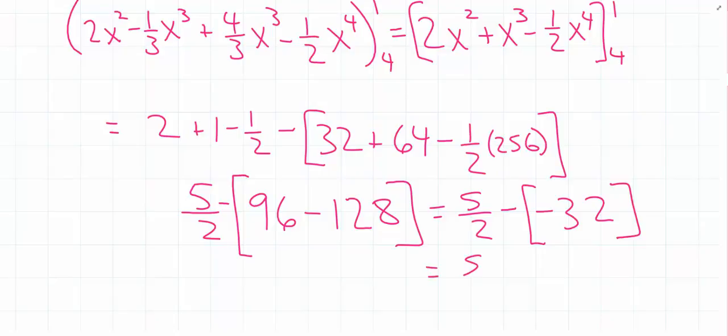Okay, so we get 5/2 plus 32. 69/2. Okay, so that's 69/2, right? Now, you can see we got the same answer, right? We didn't work completely through the other one because it was just too much time. But any questions about that?